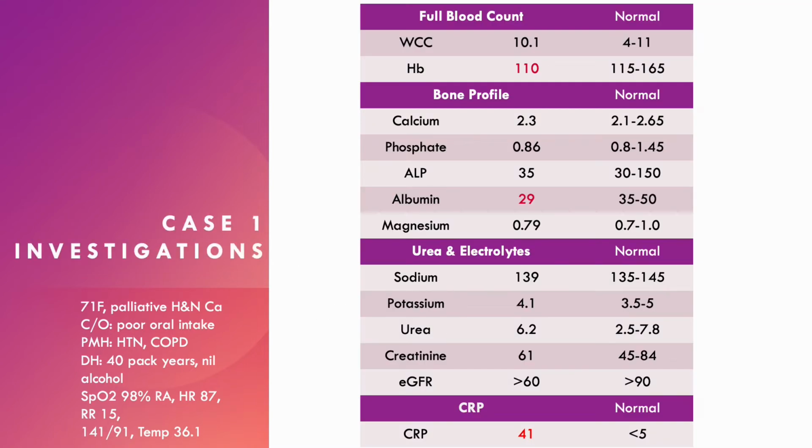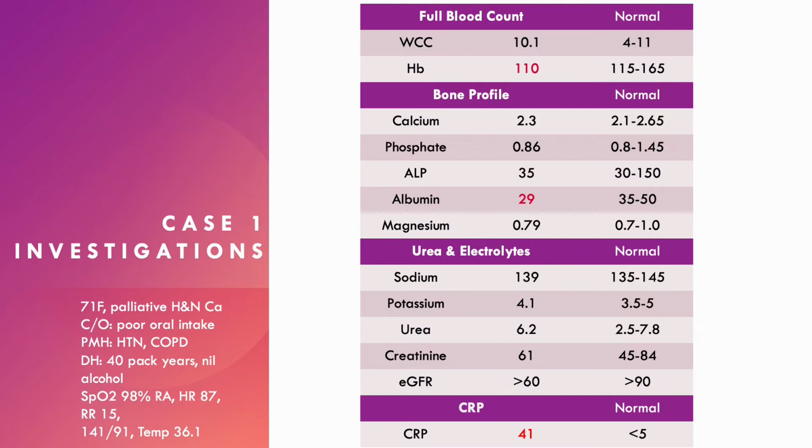So we get some baseline bloods, with a full blood count at the top. Hemoglobin is a little bit low. We also have a bone profile there, and you can see that the patient's albumin is a little bit low. The CRP is slightly raised as we were expecting. The urea and electrolytes appear to be normal and there are no abnormalities there.